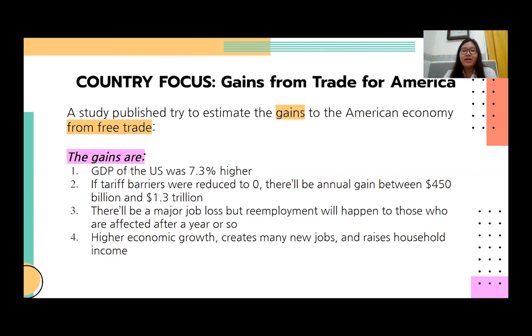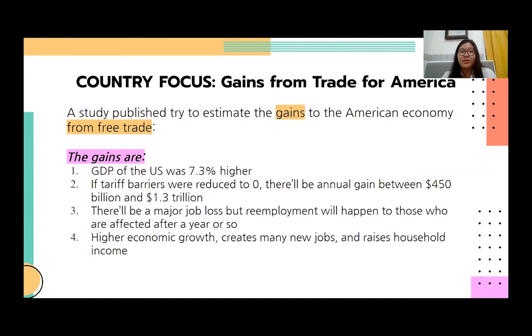A study was conducted to estimate the gains to the American economy from free trade. According to the study, by 2003, the GDP of the US was 7.3% higher than it would have been. This benefited the American household by roughly $9,000 per year.